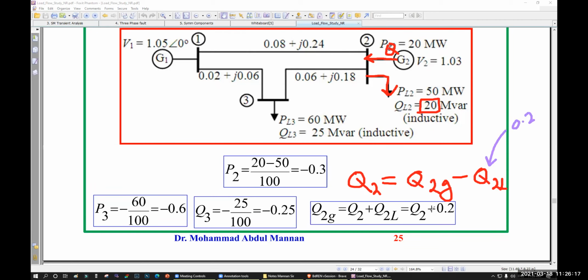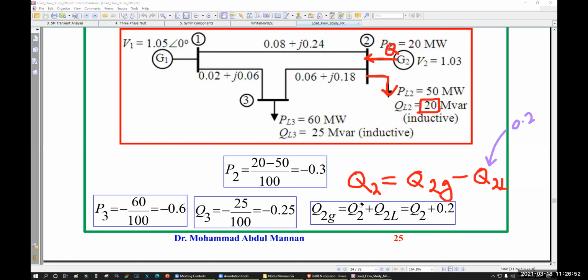I told you there is a mistake here, it should be minus. No, it is not a mistake. They have written it like that. So Q2 should be here and Q will be here. Then it will be minus automatically. Understood? So your Q2 will be Q2 generation minus 0.2. Q2 generation or QG2, whatever you say, QG2 minus 0.2. That is your Q2.